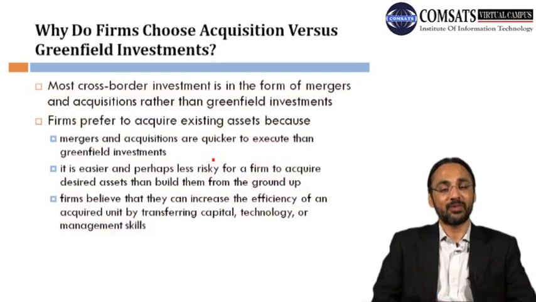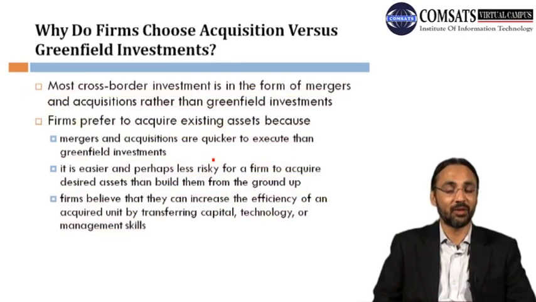Okay, why do firms choose to acquire rather than producing or installing new facilities? Merger and acquisition versus greenfield investment. Why do they prefer merger and acquisition compared to greenfield investment? Most cross-border investment is in the form of merger and acquisition rather than greenfield investment. This is the first thing: firms prefer merger and acquisition as compared to greenfield investment. Firms prefer to acquire existing assets. Why do they do that?